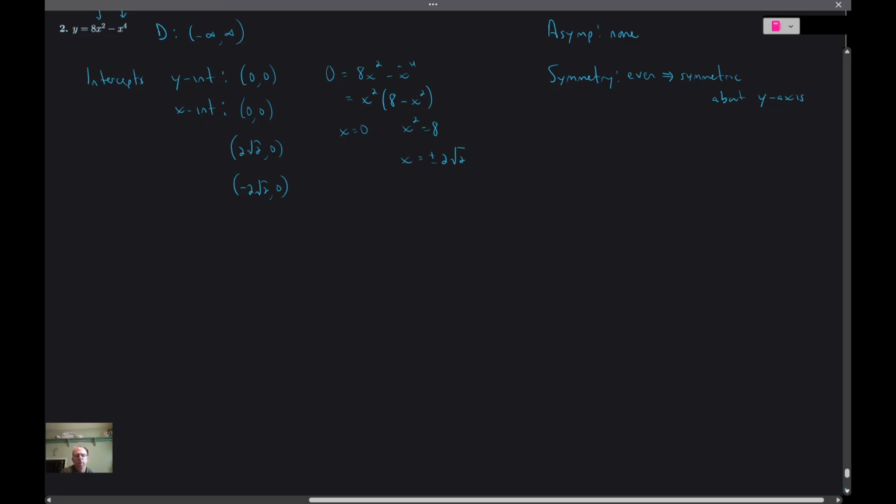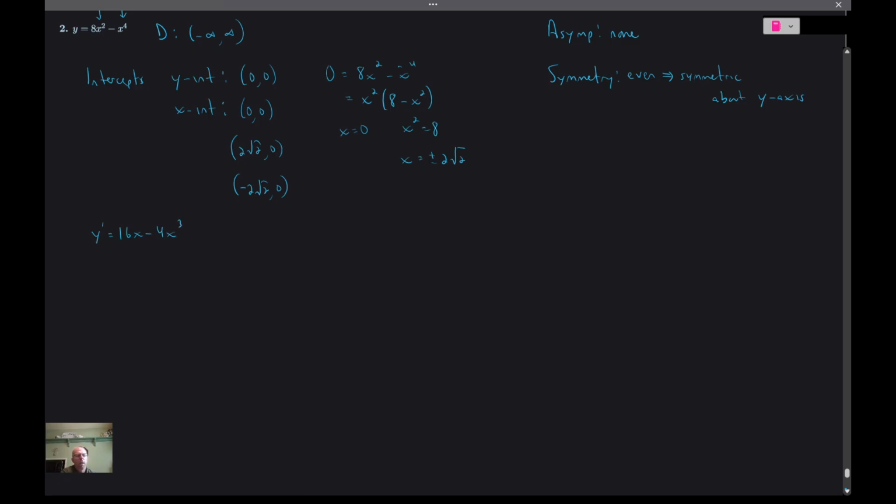All right, so what else do we need? We need to take the derivatives. So let's find y prime. y prime will be 16x minus 4x cubed. Let's set that equal to 0. We can factor out a 4x, and that gives us 4 minus x squared. So we get x equals 0, and x equals plus or minus 2.